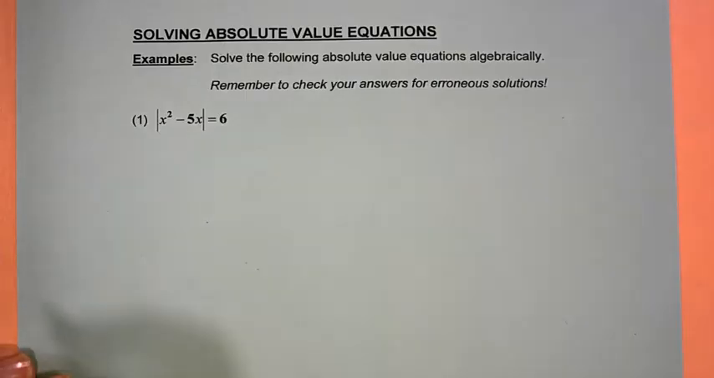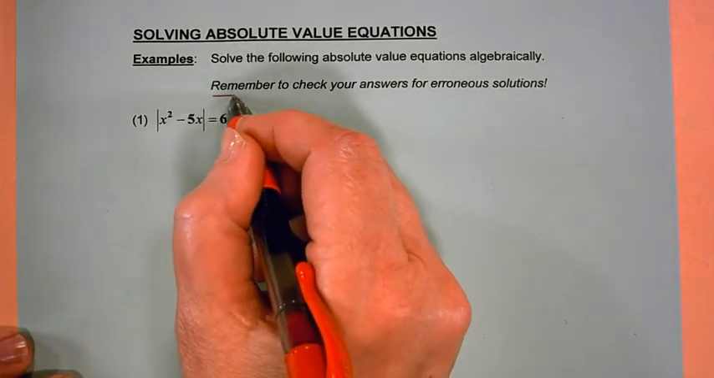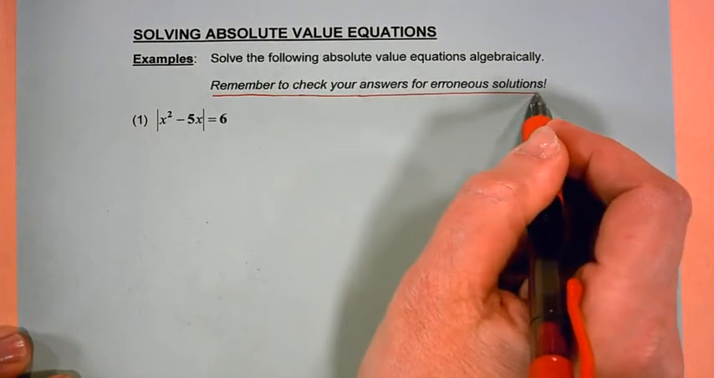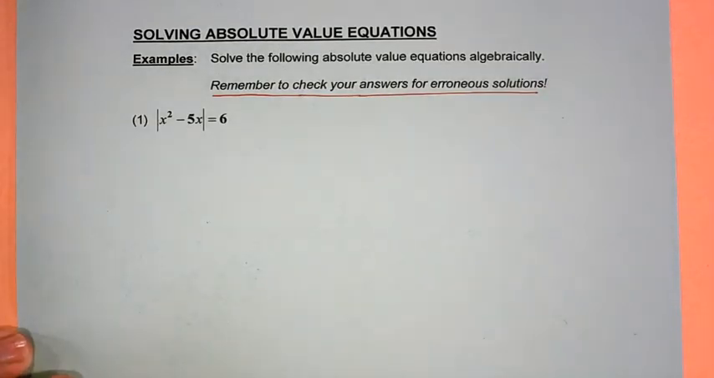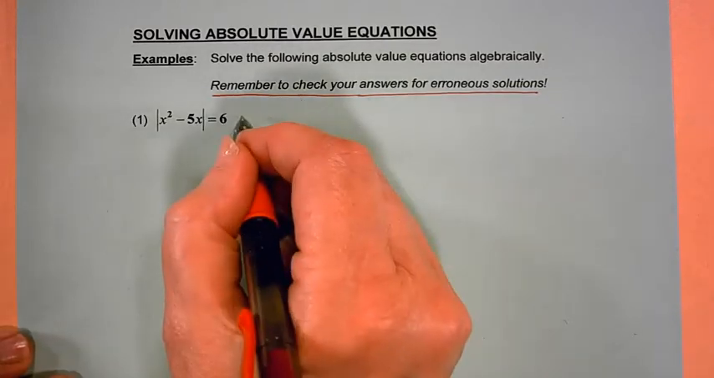Let's look at some absolute value equations. Solving absolute value equations. The big thing that we want to remember, as I stated earlier, is that you have to check your solutions, because you can do everything right algebraically and still have a solution that is false. So let's take a look at the first example.